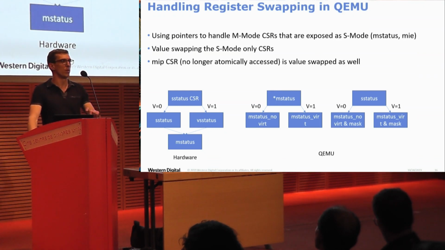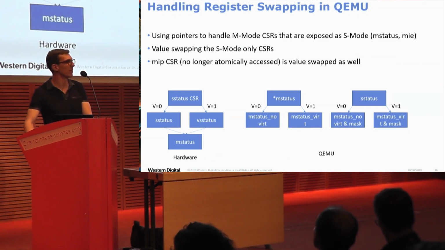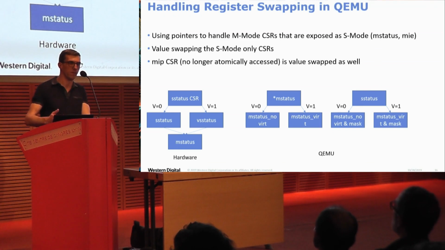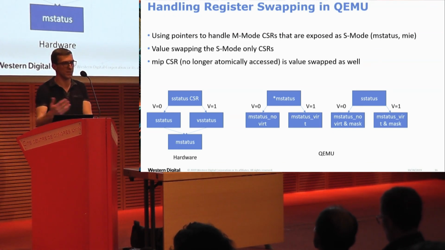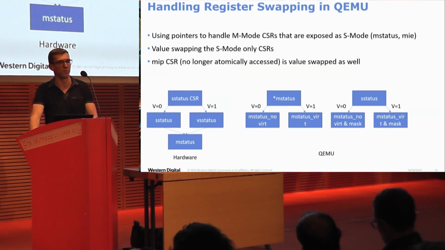So this gets really difficult when you're swapping these bits around all the time as you enter and exit virtualization modes. For M status and MIE, we use pointers, and I'll explain that a little more in a sec. For the other ones, we can just value swap, which is easier. And the MIP CSR, let's pretend now it's no longer atomically accessed, it's value swapped as well. And so it ends up looking like this for the pointers. On hardware, if you access the S status CSR, whether virtualized or not, you'll go through either S status or VS status, which is backed by a real M status. In QEMU, if you access M status, it points to either M status no virt or M status virt, and we handle the swap when they swap, copying the right values around.